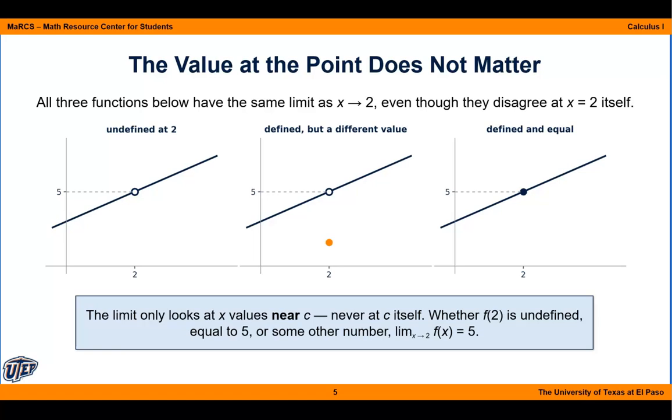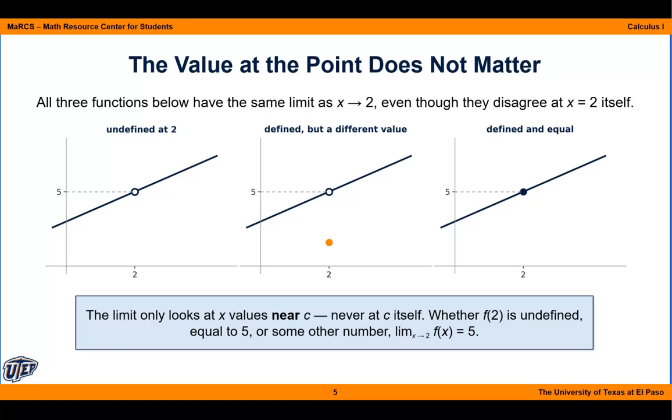These three graphs illustrate an essential fact about limits. In the first graph, the function is undefined at 2. We see an open circle and no solid point. In the second graph, the function is defined at 2, but its value is different from the number the surrounding graph approaches. The open circle is at a height of 5, while the solid point appears somewhere else. In the third graph, the function is defined at 2 and its value agrees with the limit.